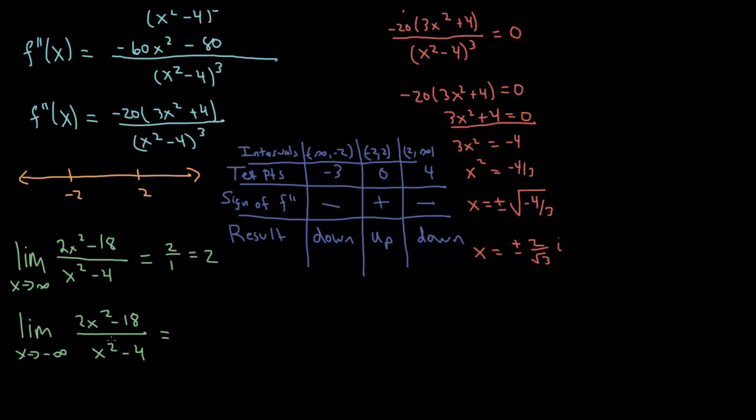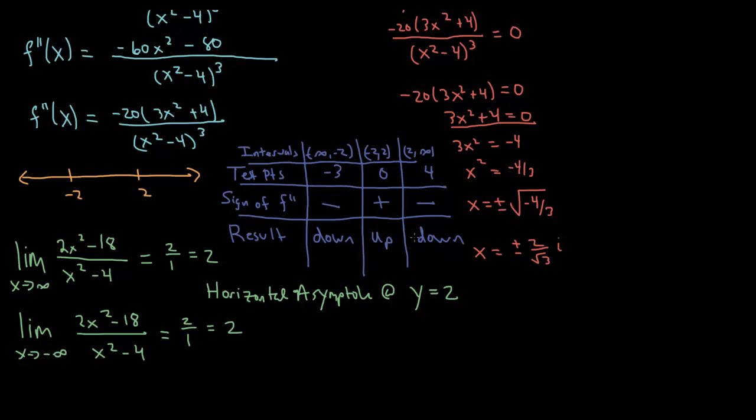Okay, what about the limit as x decreases without bound? Same thing. We still have a rational function with a degree 2 numerator and a degree 2 denominator. So the limit is the ratio of the leading coefficients, which is 2. So that means we have a horizontal asymptote at, not x, at y equals 2.